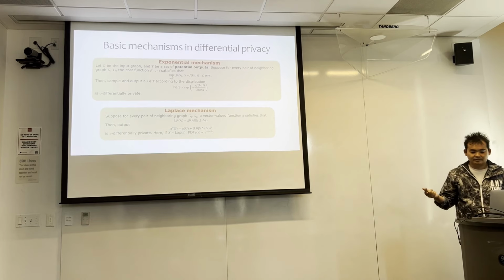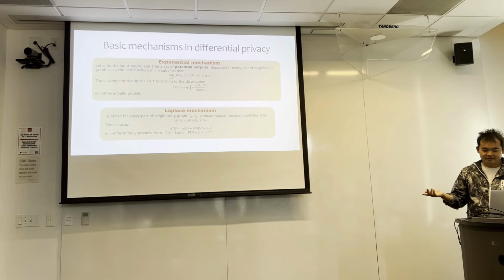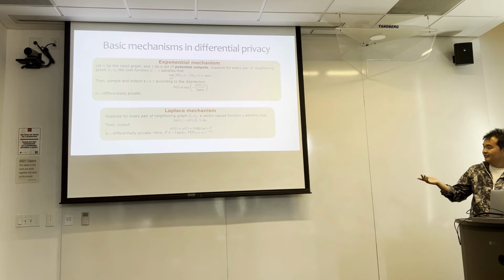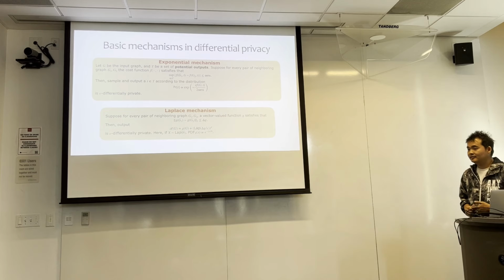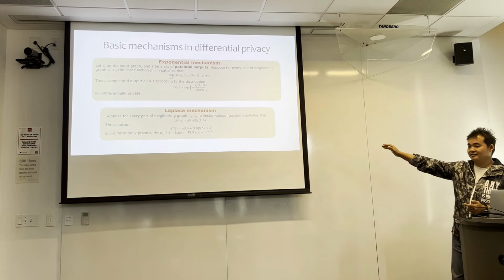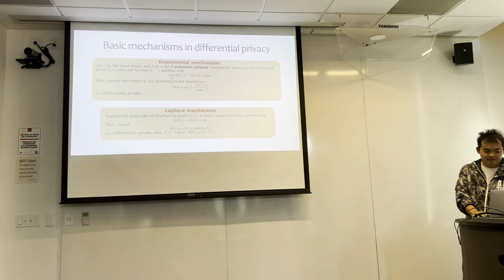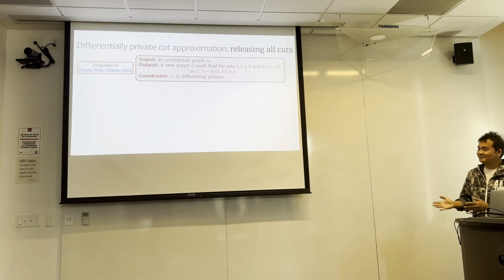And the variance of the Laplace distribution is decided by epsilon. So when you write delta G, that's not the Laplace. Delta G is just some constant. Okay, so now let's go back to cuts.